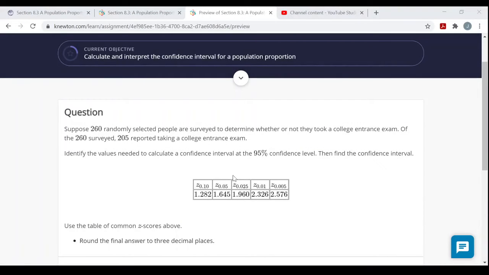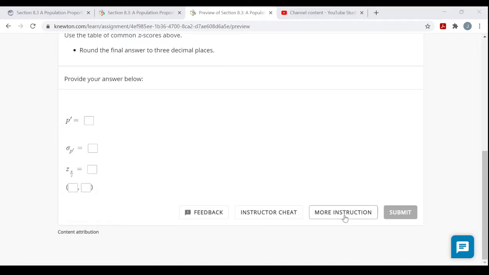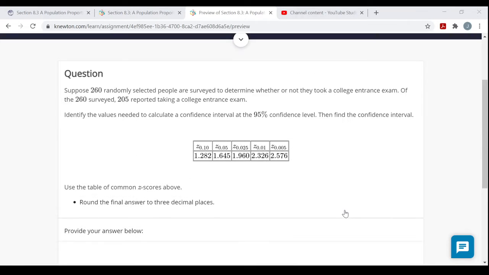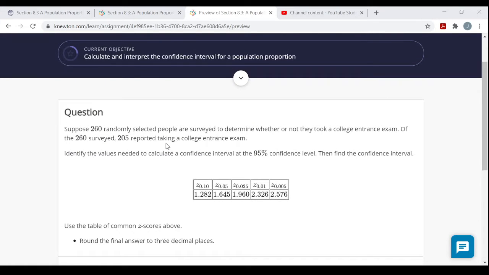All right, so here's the question. Again, if you're unfamiliar with the topic, please click on more instruction and see how they're doing things. Look at their notes, their videos, their examples. Here, suppose 260 randomly selected people are surveyed to determine whether or not they took a college entrance exam. Of the 260 surveyed, 205 reported taking a college entrance exam.